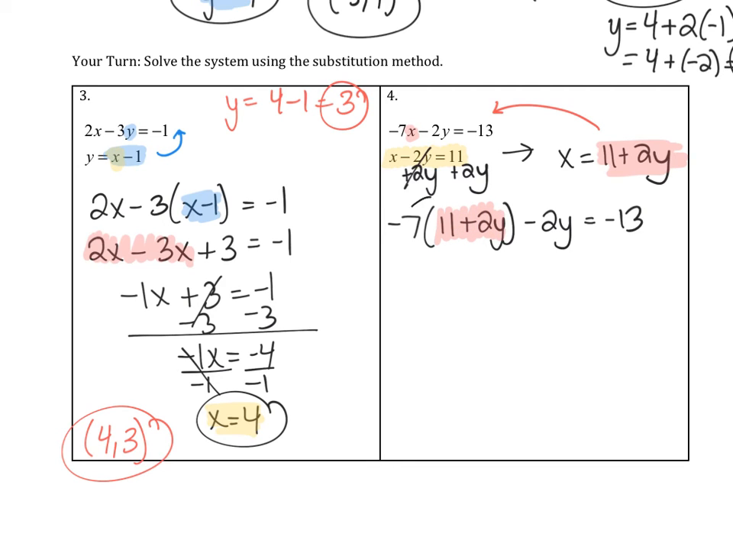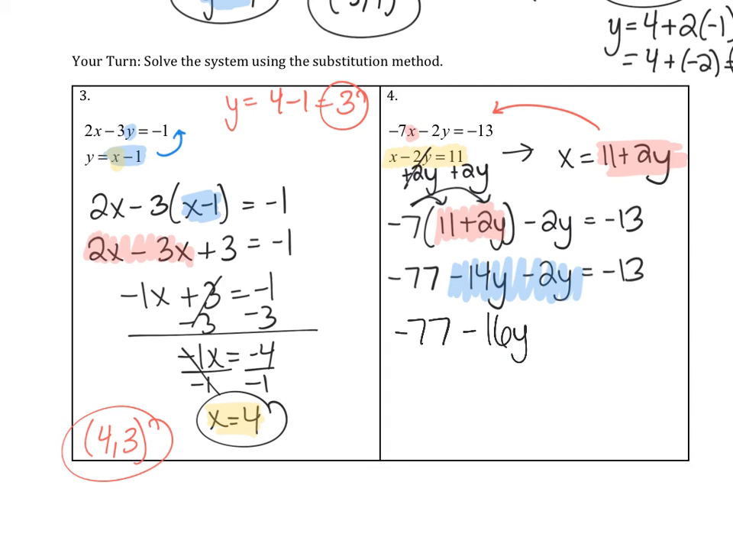Now we're going to distribute. So we're going to take that negative 7 and multiply it into both pieces. So negative 7 times 11 is negative 77. Negative 7 times 2y is negative 14y. Minus 2y is equal to negative 13. And then negative 14y minus 2y, we're going to combine like terms here. That is negative 16y. So we've got negative 77 minus 16y is equal to negative 13.